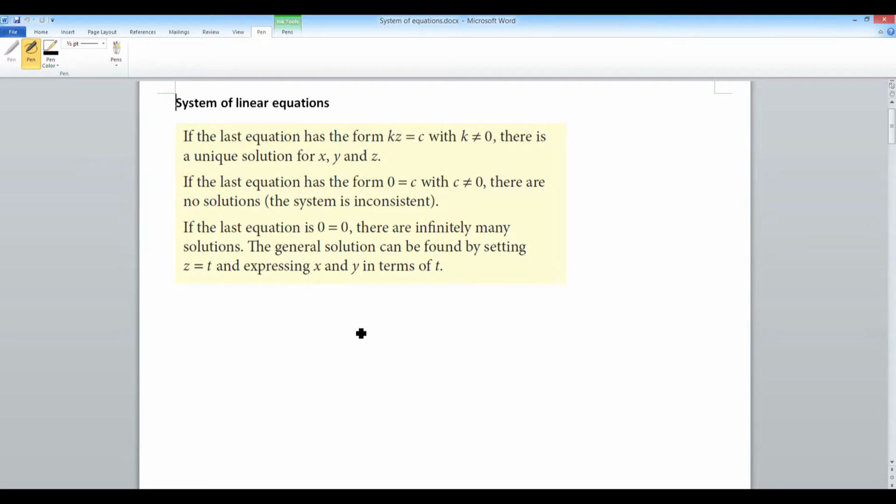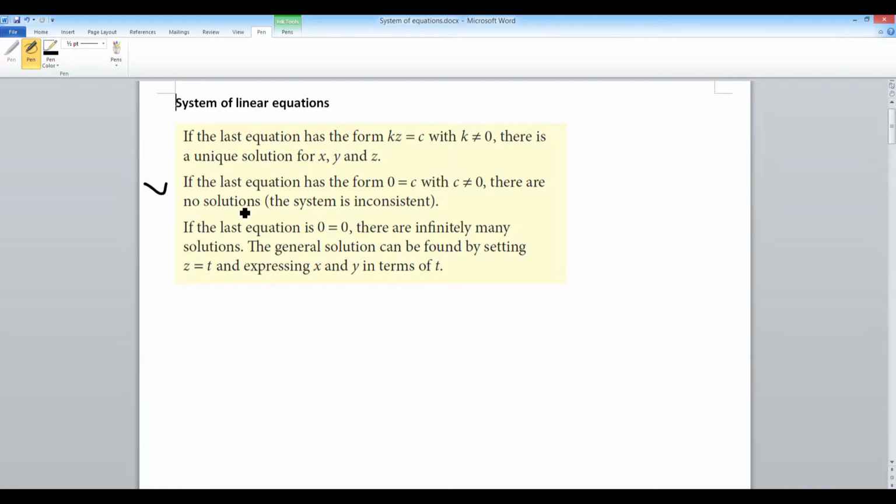Good afternoon. This is another video on systems of linear equations. In the previous videos on systems of linear equations, we looked where x, y, and z had a unique solution. So there was a value for x, y, and z. In this video, we're going to look at the following.